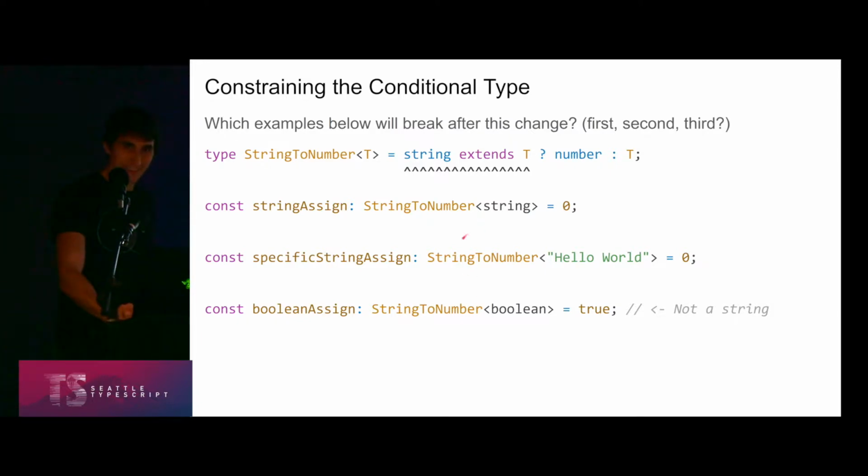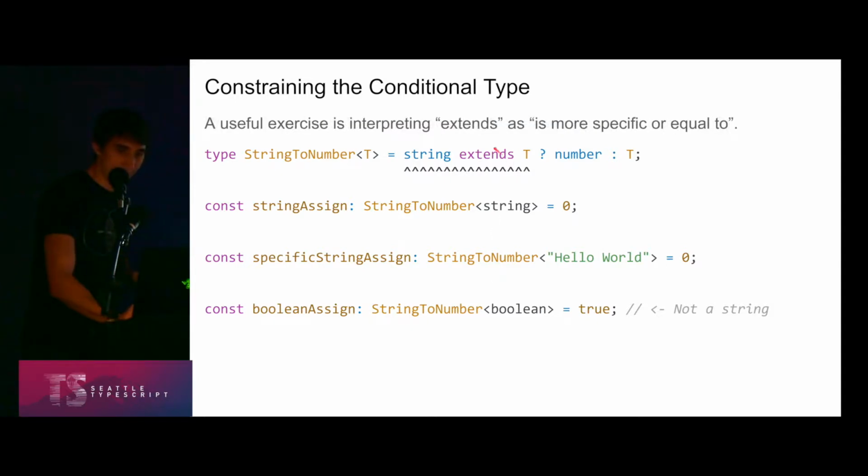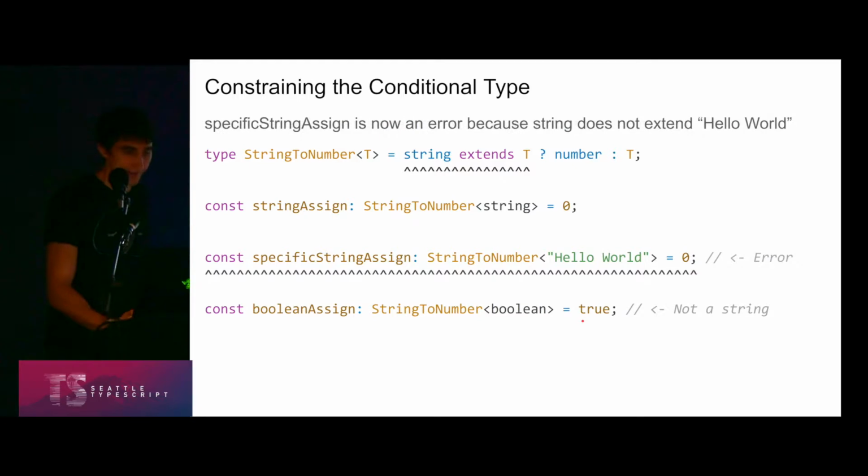Anybody want to guess? A useful way to think about this is to interpret extends as is more specific or equal to. So we could say, is a string more specific or equal to the specific string hello world? It's not. The specific string hello world is more specific, and therefore it's our second example which breaks. You could use that. This is, again, a contrived example, but you can use that with other types to add additional checks throughout your code.